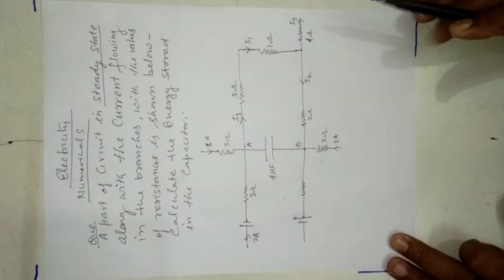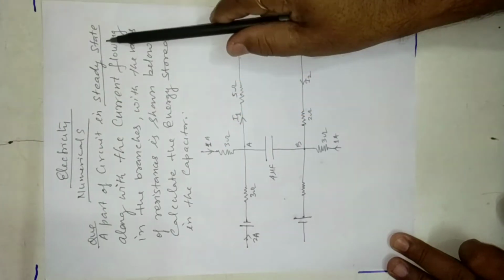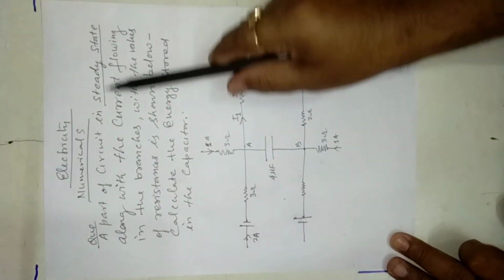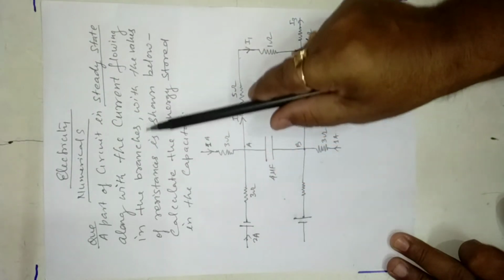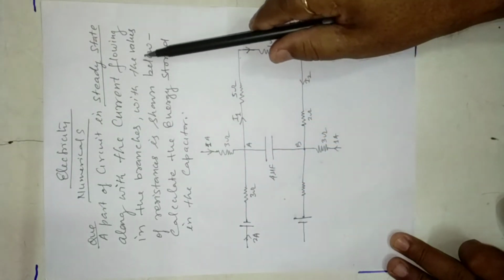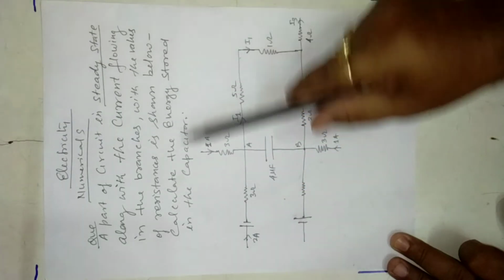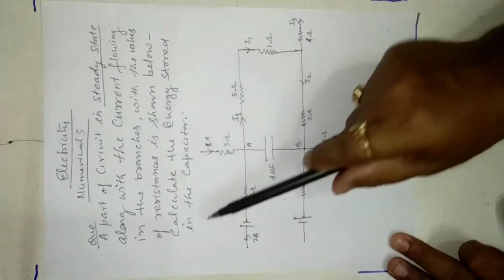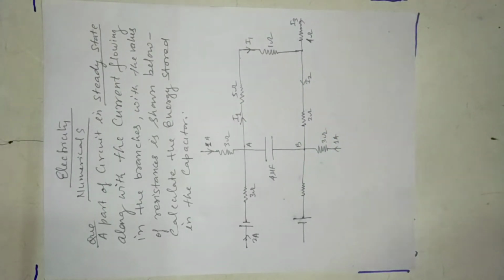Question I am reciting here. A part of circuit in a steady state, I have underlined here, a steady state, along with the current flowing in the branches with the values of resistances is shown below. Calculate the energy stored in the capacitor. So here is the combination of resistances and capacitors.